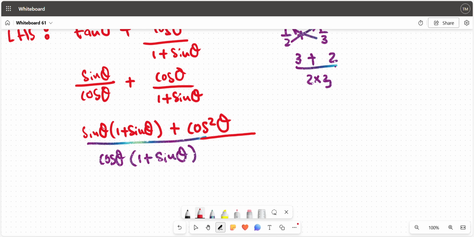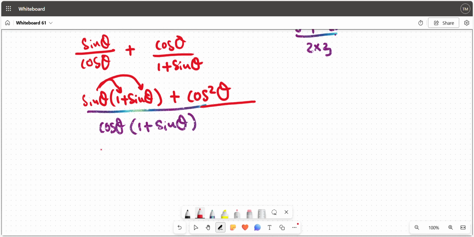Then once I have this, I'm going to distribute this sine theta inside there. And let's do that. So once I distribute it, I have sine theta plus sine squared theta, because sine theta times 1 is sine theta. Sine theta times sine theta is sine squared theta.